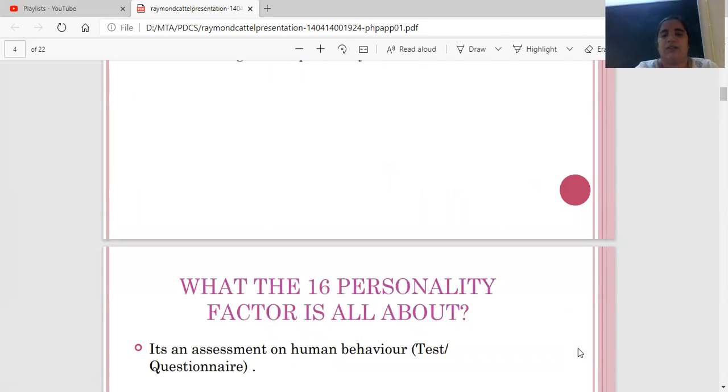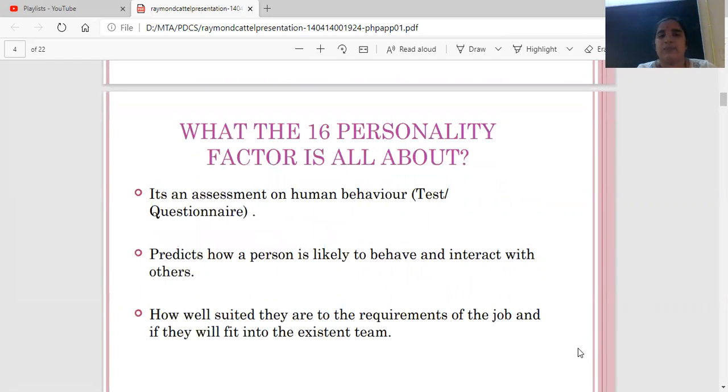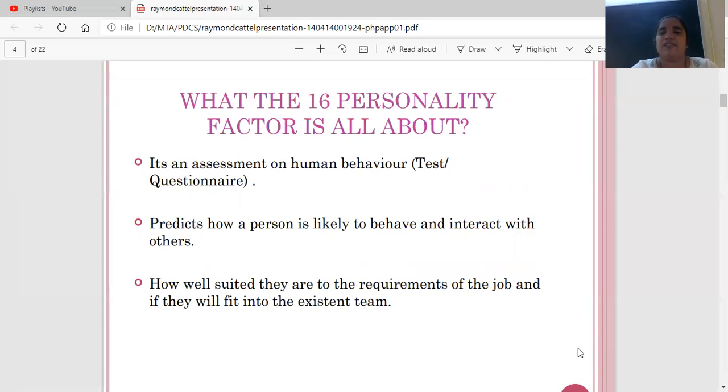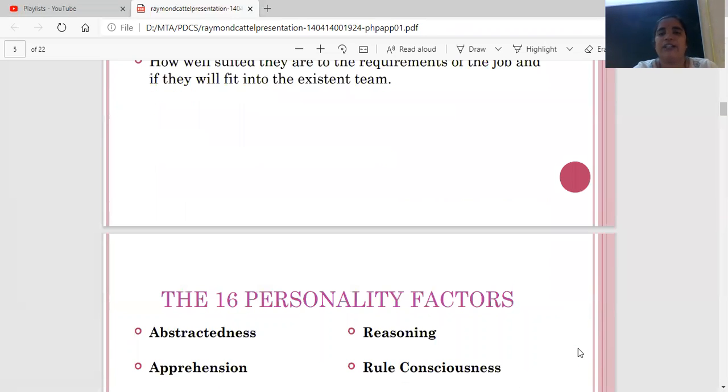Okay, so what is a personality factor all about? It is an assessment of human behavior based on certain tests, that is, questions and answers. It's a questionnaire type. It predicts how a person is likely to behave and interact with others. So based on what personality factors a person has, we can choose candidates for a particular job and even make a list of traits which are needed for different professions.